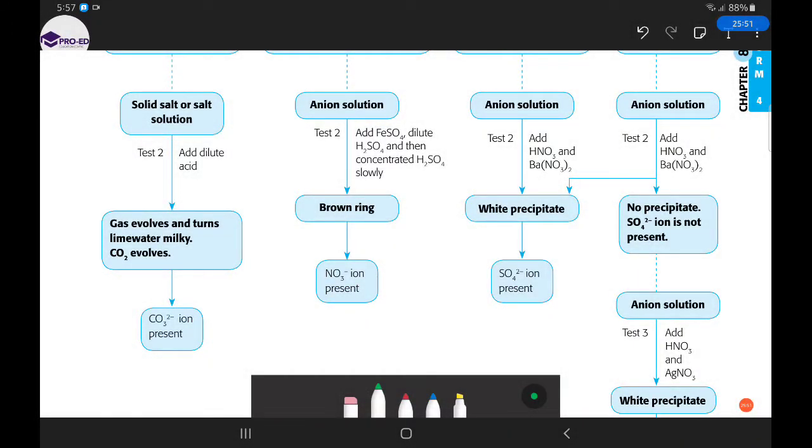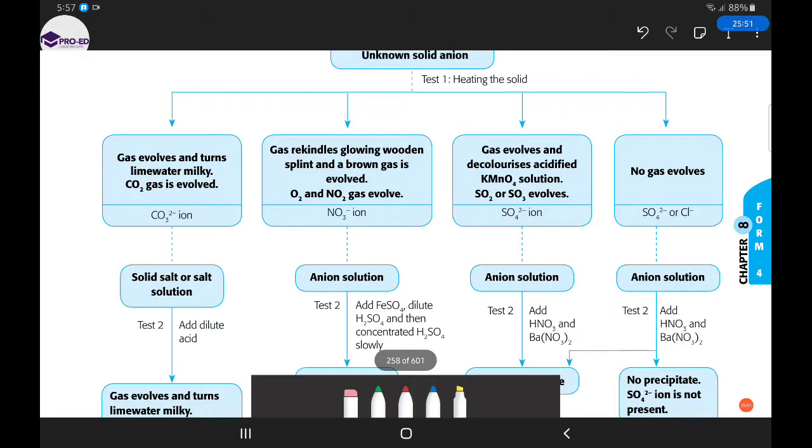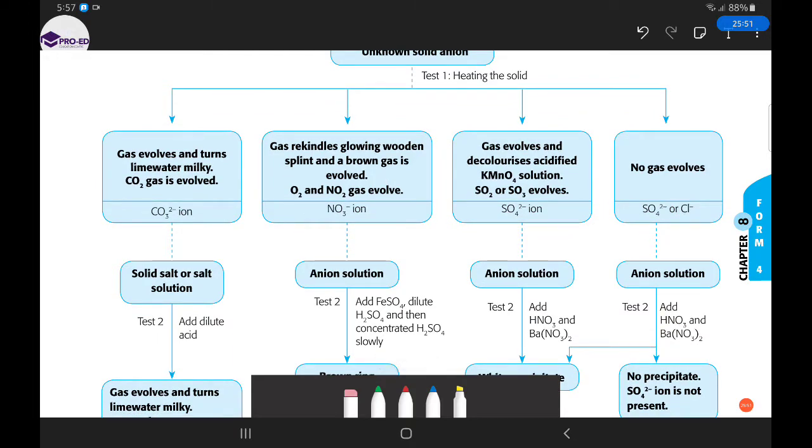You add dilute sulfuric acid, then a bit of iron sulfate, and then you drop concentrated sulfuric acid by the side of the test tube, and it should form a brown ring in the middle, which proves that nitrate ions are present. Next, you heat the solid and it produces sulfur dioxide or sulfur trioxide gas. Either of these gases will decolorize acidified potassium manganate(VII) solution. So if that happens, you suspect sulfate ions. Then you do the test for sulfate ions.